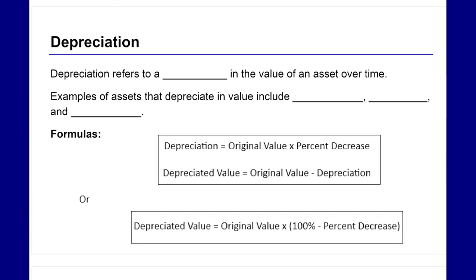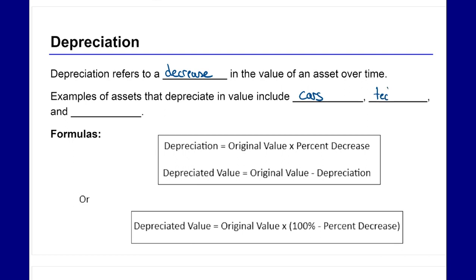Depreciation, you can probably guess, refers to a decrease in the value of an asset over time. So an asset decreases in value. Some things that might depreciate in value include things like cars. Right? Cars tend to depreciate over time. A used car is worth less than a brand new car.